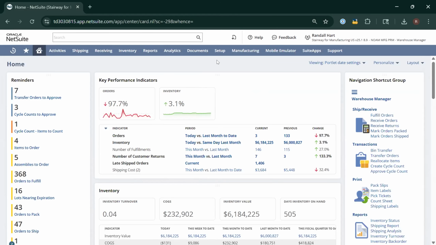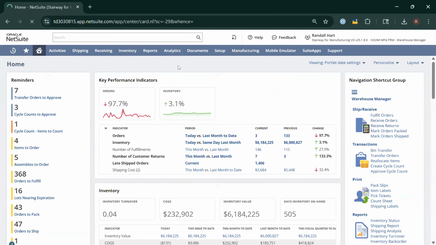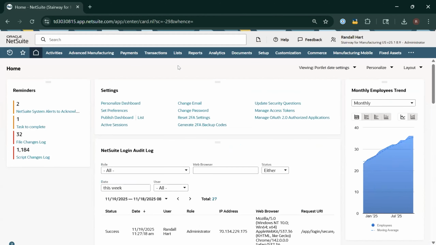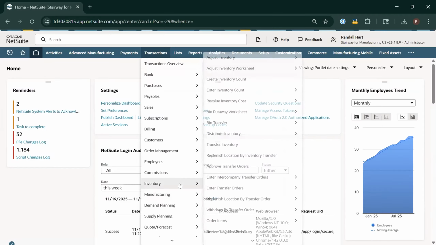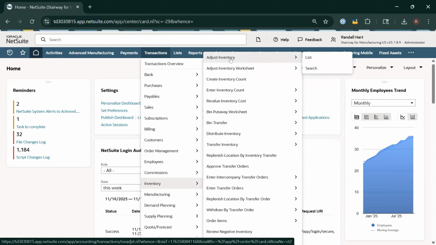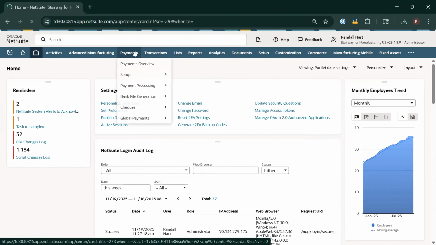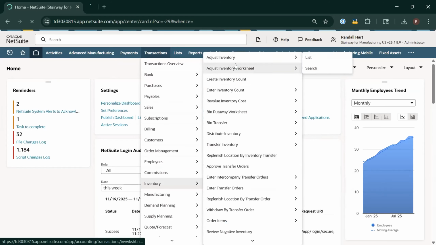All right. So let's talk about inventory adjustments versus inventory transfers. Or sorry, inventory adjustments and inventory transfers. I'm going to pop into an administrator role for this particular discussion just because it's a little easier to quickly get to the different transactions. So in NetSuite, you have two things for inventory adjustments. You have an adjust inventory and an adjust inventory worksheet. And I think I accidentally clicked instead of right clicking. So we're going to right click.